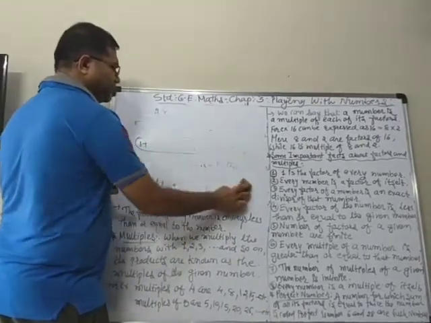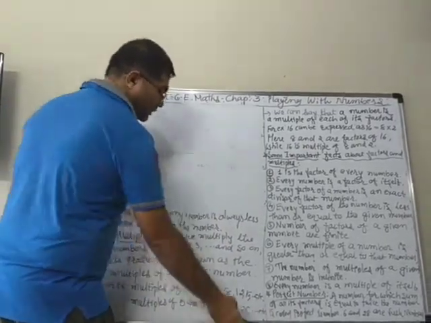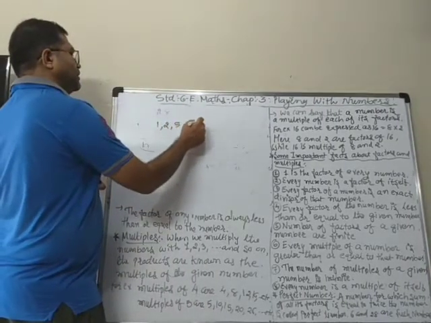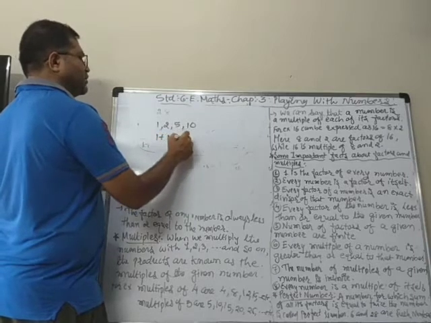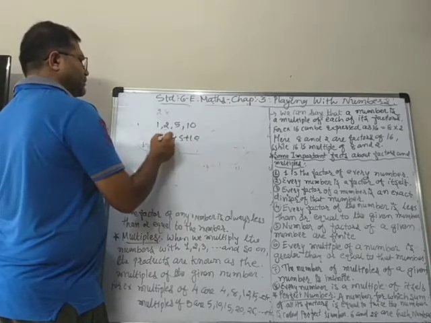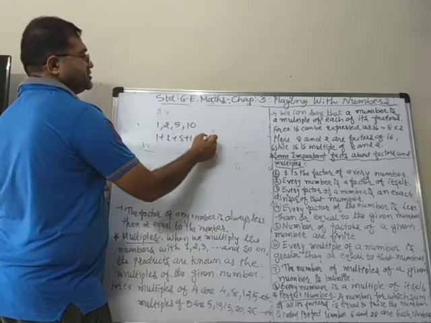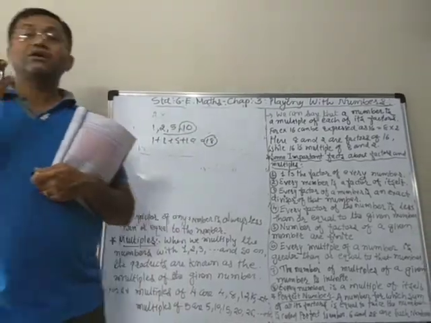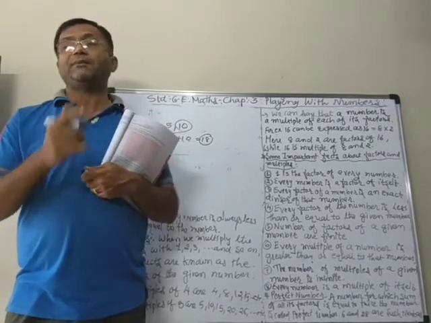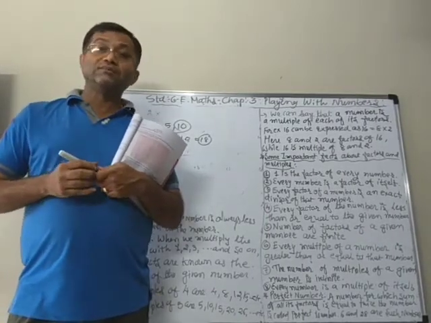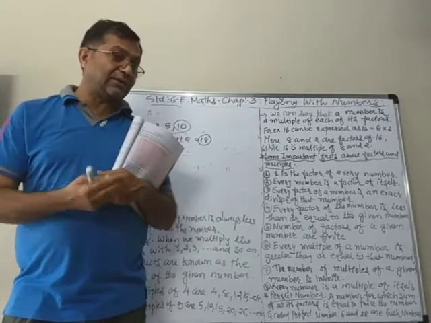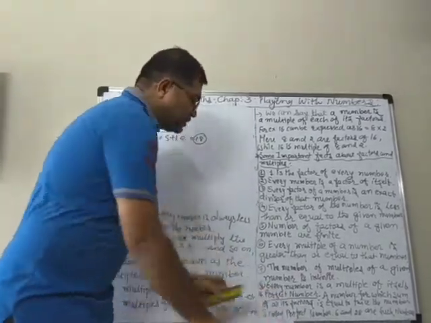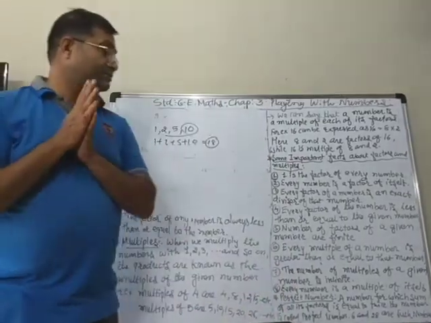Is the number 10 a perfect number? Check. What are the factors of 10? 1, 2, 5 and 10. 1 plus 2 plus 5 plus 10: 1 plus 2 is 3, 3 plus 5 is 8, 8 plus 10 is 18. So it can be said that 10 is not a perfect number. If you want to find a perfect number, we have to add the factors, and if the sum is double that number, then you can say it is a perfect number.